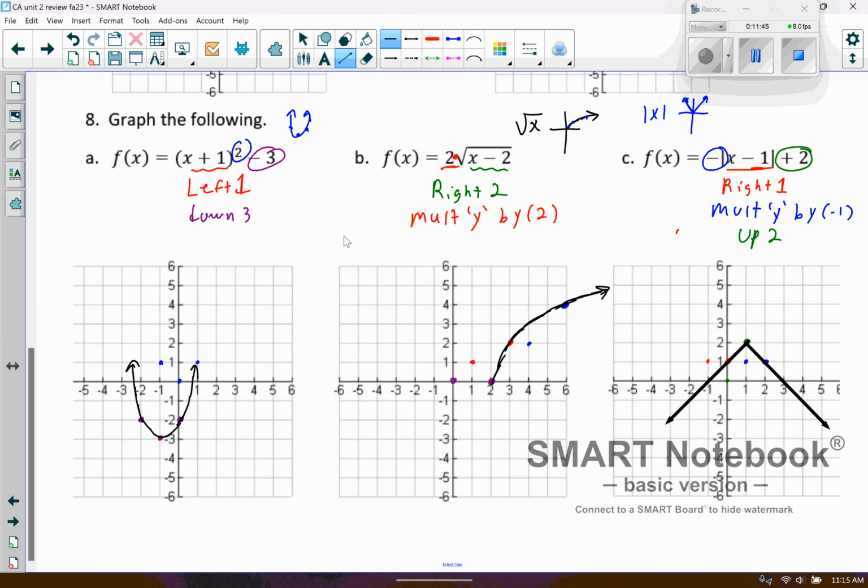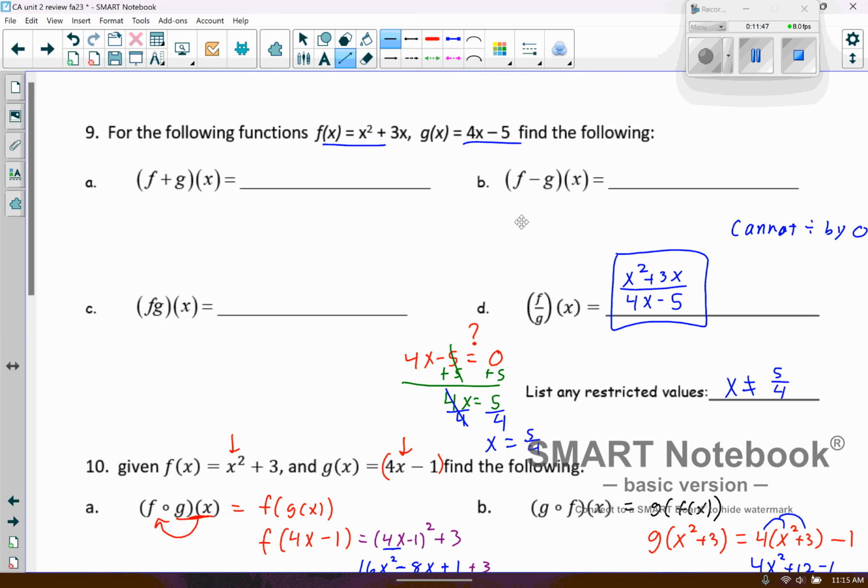Alrighty, so then we'll move on to the last page. We'll see if I have enough room to do all this. So the first one is not bad. You're just taking f of x plus g of x, and you basically combine the like terms. So you're going to have x squared plus 3x plus 4x minus 5. When you combine those together, we end up with x squared plus 7x minus 5. And that would be the first one.